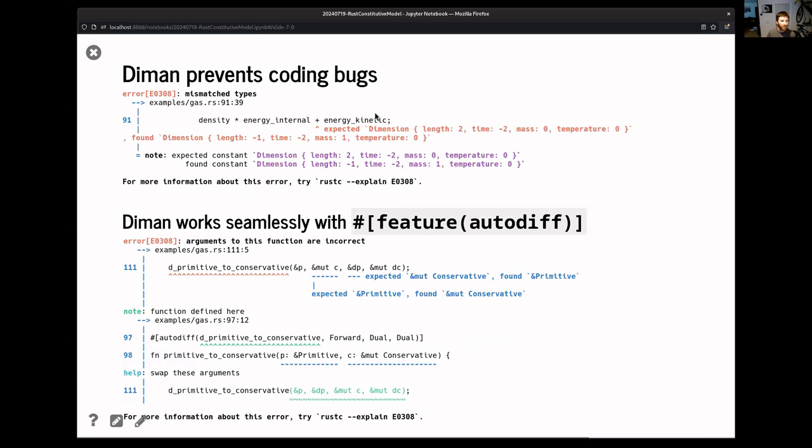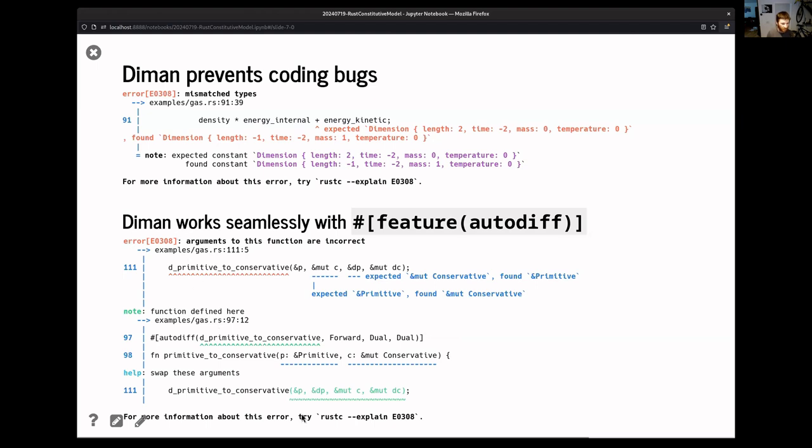So if you do that kind of thing using Diman, you get this wonderful error message here that tells you the dimension of the thing on the left is different from the thing on the right. There's no other cruft to it. So even a material scientist should be able to understand what's going on there. It also works seamlessly with autodiff.